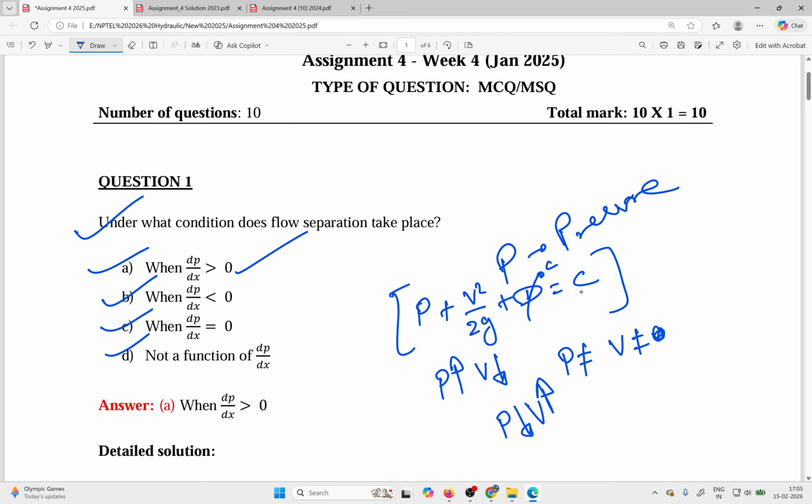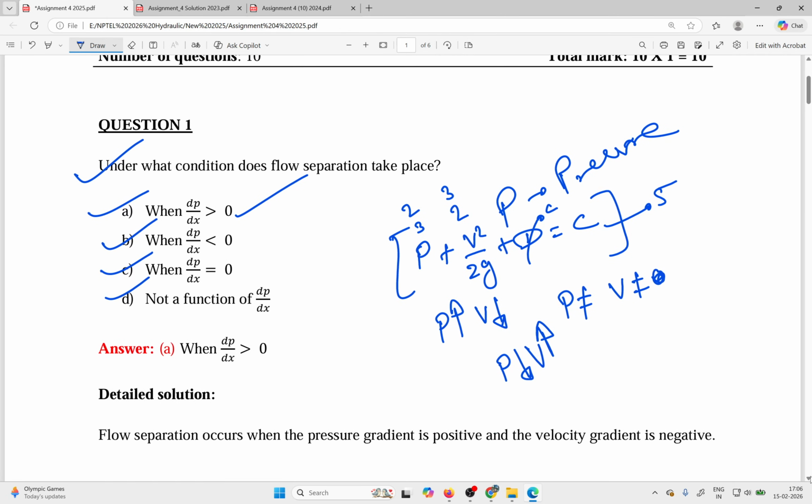Because you have to have a constant, means you are getting the value 5, say. If this is 2, this should be 3. If this is 3, this should be 2. Only then can you get the 5. So this is the meaning. If the datum is fixed, always this will be the 2 for getting 5. So this is a basic understanding from Bernoulli.